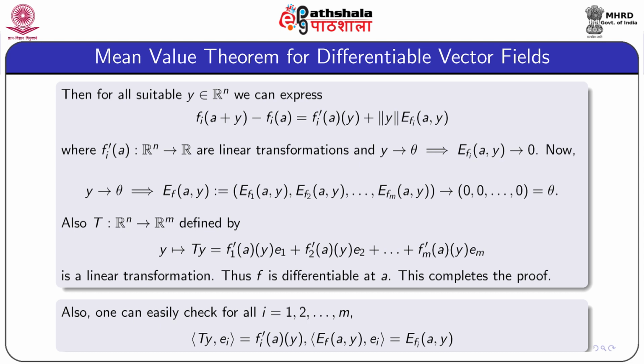Also, T from Rn to Rm, we define it by the following: y is mapped to Ty, which is nothing but f_1'(a)y e_1 + f_2'(a)y e_2 + up to f_m'(a)y e_m. Clearly, this defines a linear transformation. As a result, f is differentiable at a, and this completes the proof. Also, one can easily check that for every i equal to 1 to m, the inner product of Ty with e_i equals f_i'(a)y, and the inner product of E_f(a,y) with e_i equals E_{f_i}(a,y).